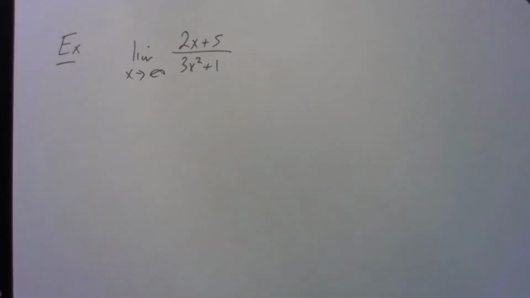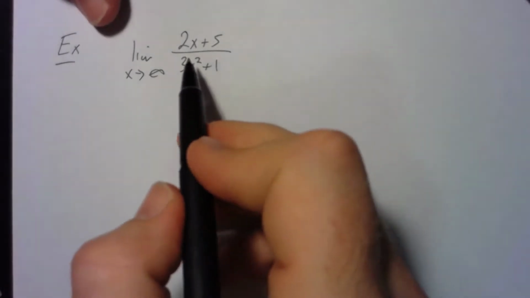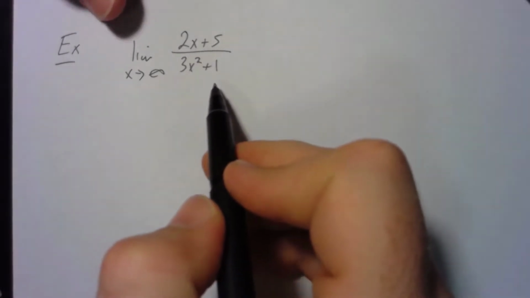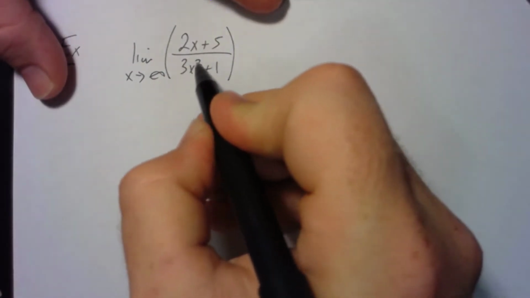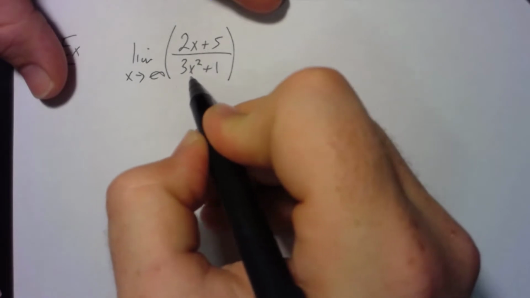In this video, we'll be looking at more examples of infinite limits. In this case, as x goes to infinity, we'll be evaluating 2x plus 5 divided by 3x squared plus 1. And once again, the rule doesn't change. We're going to simply look to the denominator and find the largest power of x in the denominator. That's the 3x squared term.